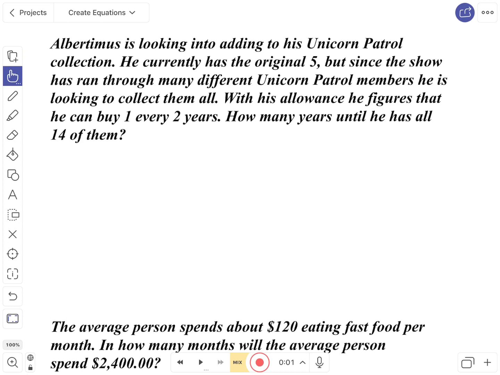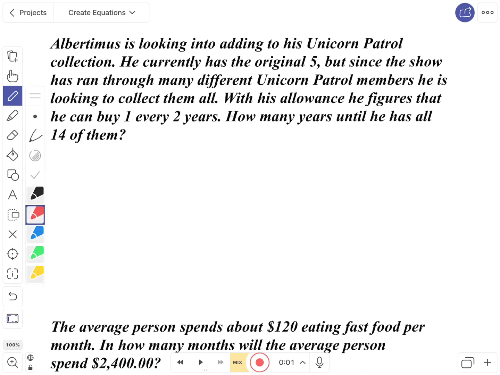All right, let's move things up, right? Okay, let's look at another example. So Albertimus is looking into adding to his Unicorn Patrol collection. He currently has the original 5, but since the show has run through many different Unicorn Patrol members, he's looking to collect them all. With his allowance, he figures that he can buy one every 2 years. How many years until he has all 14 of them, okay?